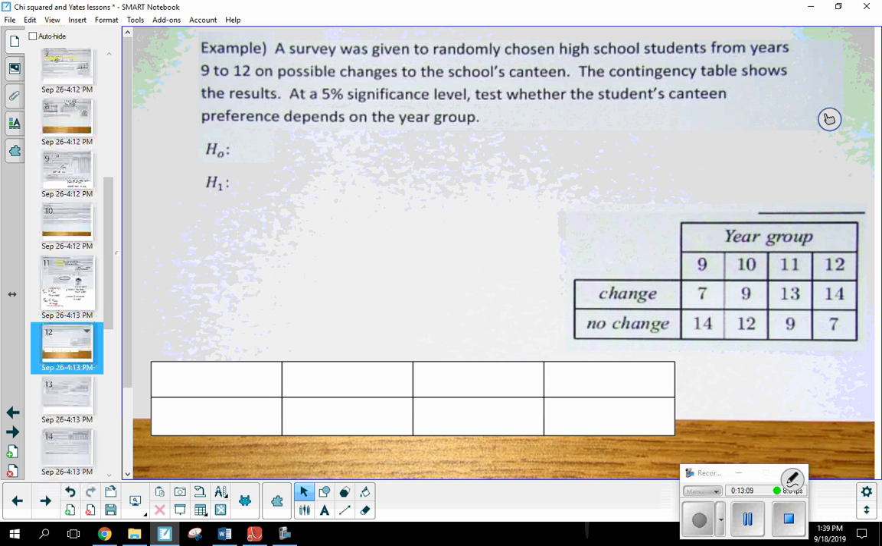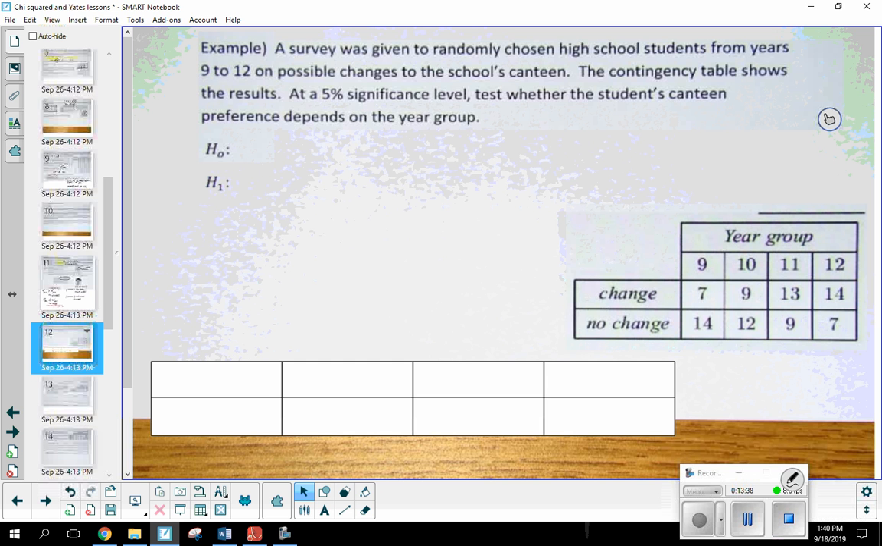So the contingency table shows the results. At a 5% significance level, test whether the student's canteen preference depends on the year group. There's a couple things I would like to do here. First, you'll notice I do have a 2x4 grid, because a lot of times when you're given one of these chi-squared problems, at the very least, if you're not asked to do it by hand, you are going to be asked to calculate the expected frequency values.